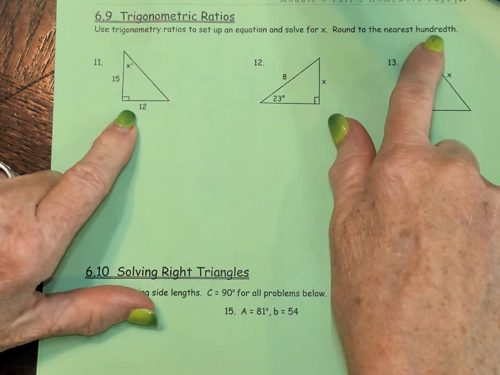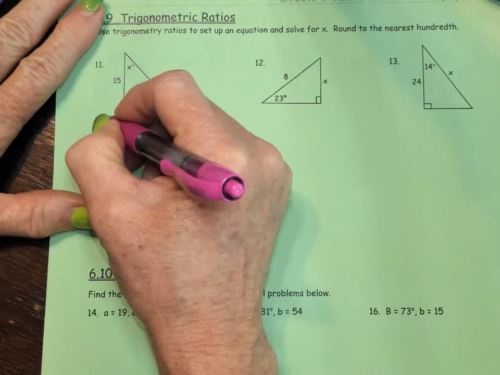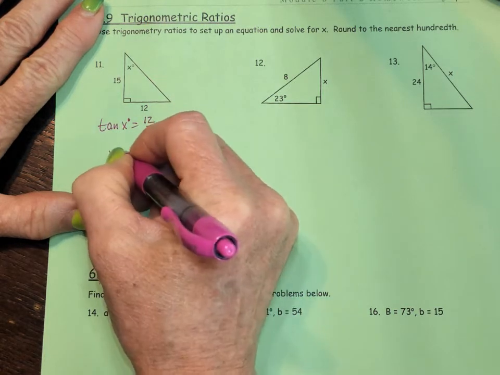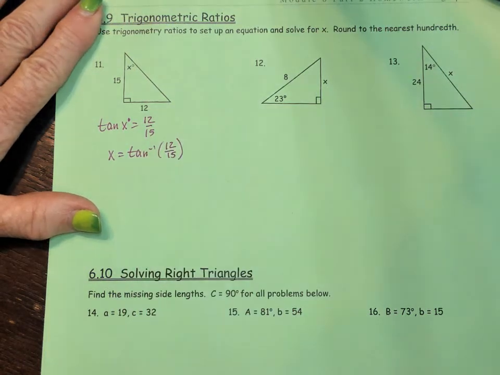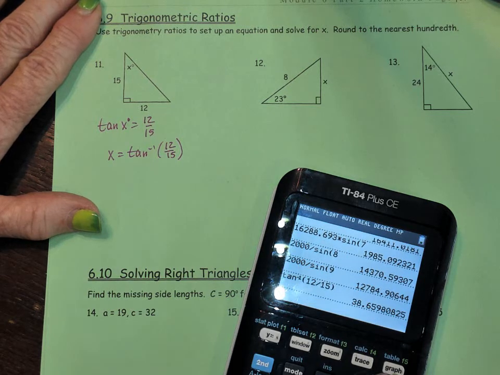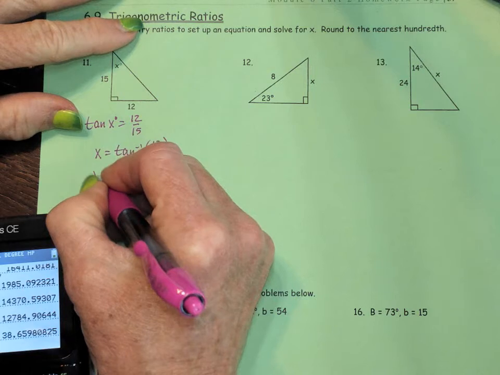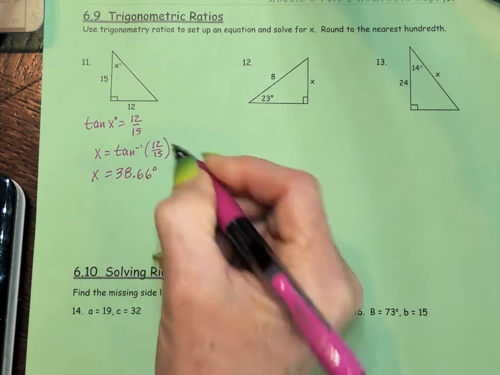Solve for x, nearest hundredth. That's 2 decimal places. So from this x, opposite and adjacent, this is a tangent. X is inverse tangent of 12 over 15. 38.659, 2 decimal places, so x is 38.66 degrees.